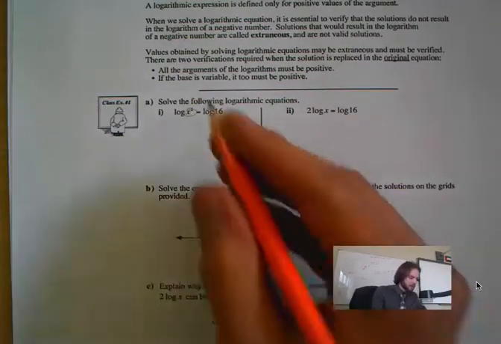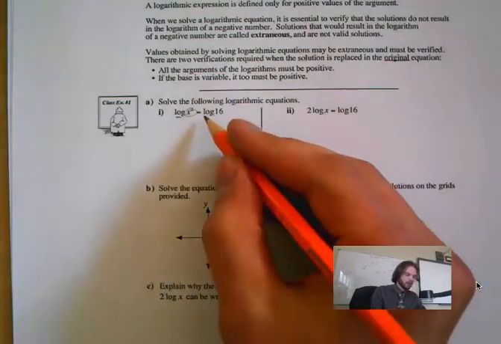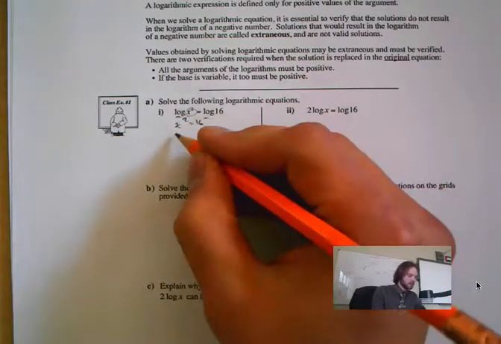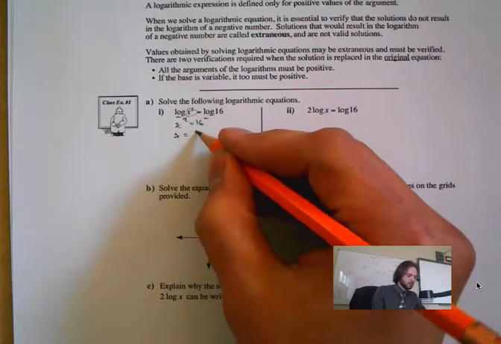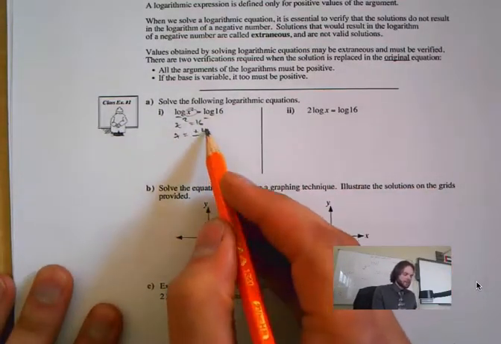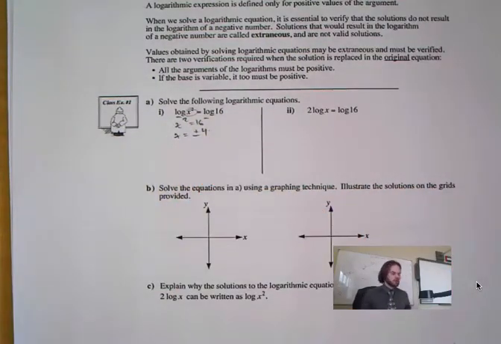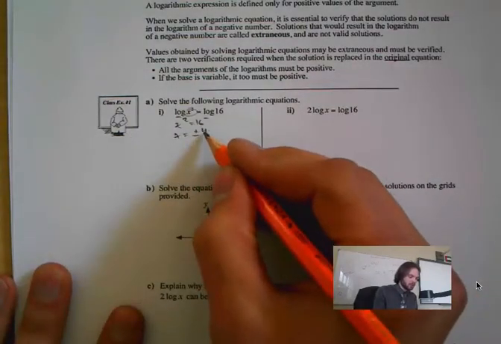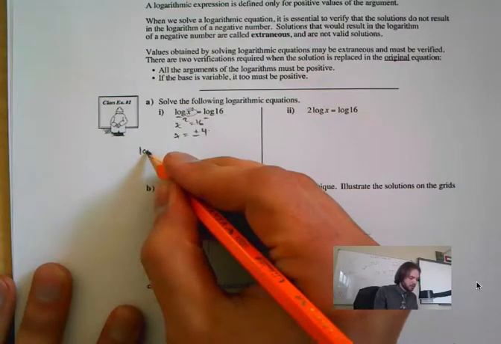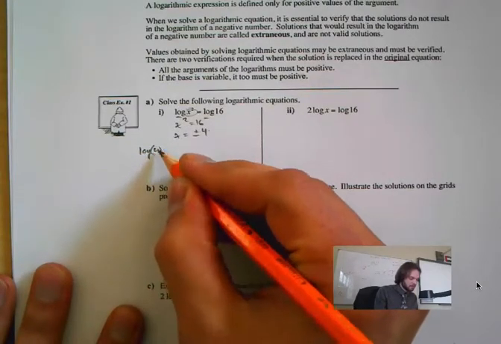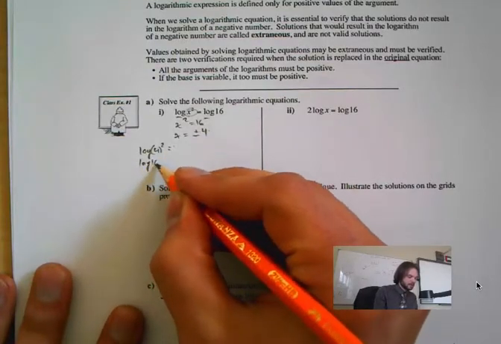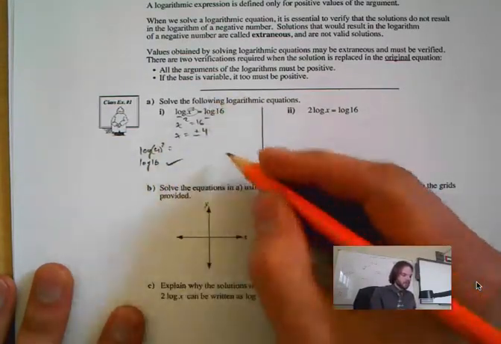Solve for x. Looking at this, they both have logs, so we're just going to put x squared is equal to 16. Continuing, x is equal to plus or minus 4. I now have to see if this is true for both cases. We're going to check. What I'm going to do is put in 4 for x. So we have log 4 squared is equal to log 16. So this one works.